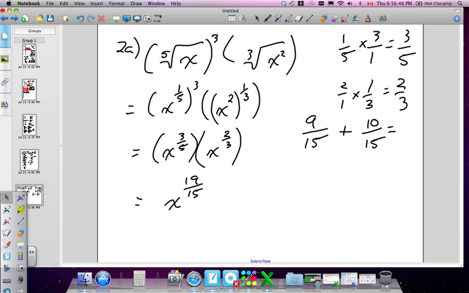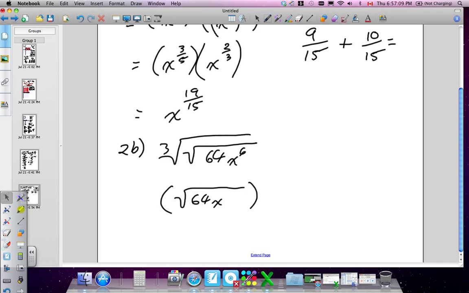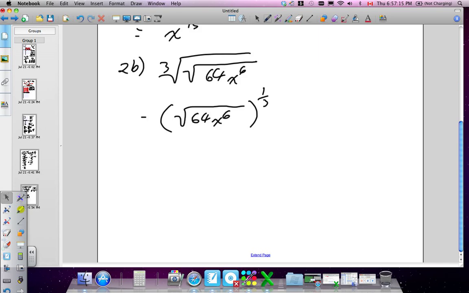And B? B says third root of the square root of 64x to the power of 6. So first let's get rid of the third root. So we'll put in brackets. We now have the square root of 64x to the power of 6, to the power of a third. Now let's get rid of our square root. So then I'm going to have double brackets: bracket, 64x to the power of 6, to the power of 1/2, to the power of 1/3. Because this is the third root, and this is the square root.